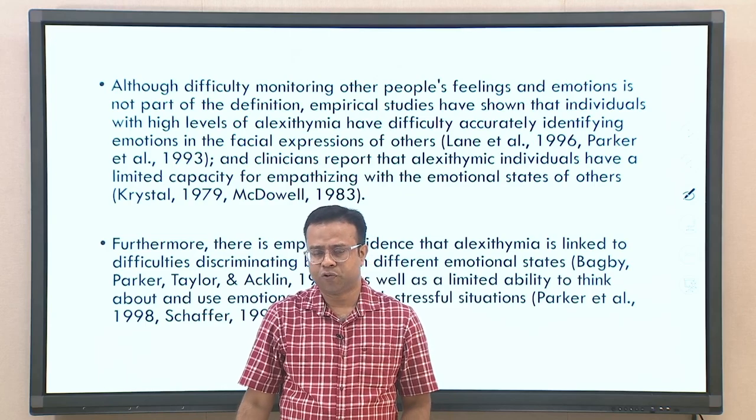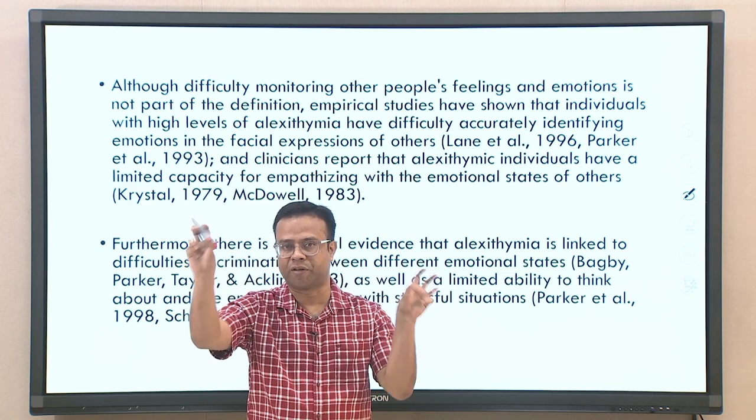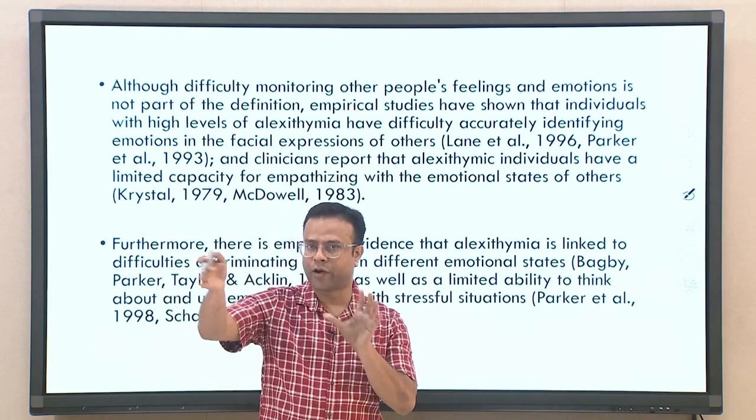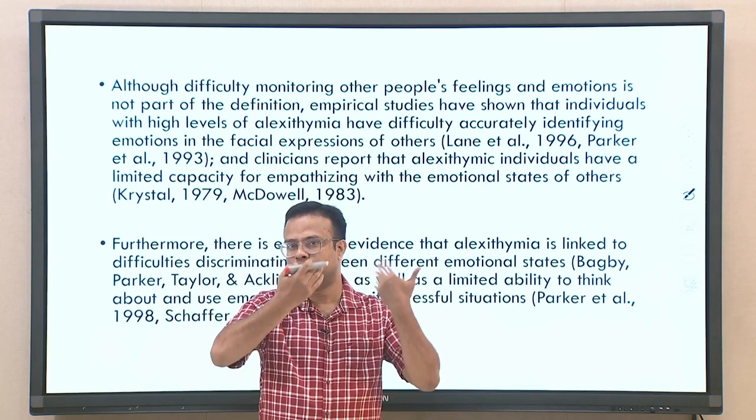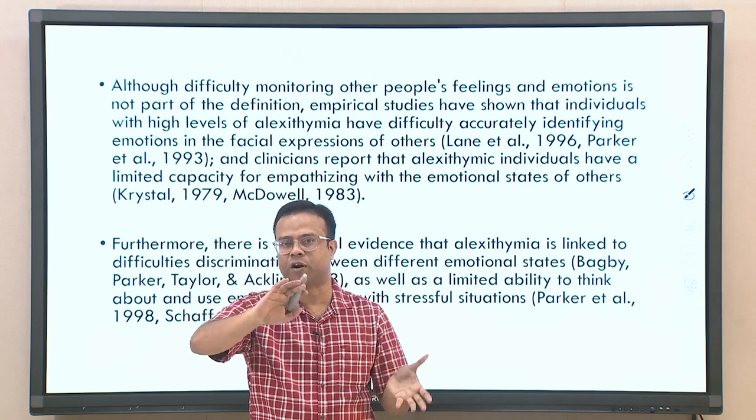Research also shows that although difficulty monitoring other people's feelings is not part of the alexithymia condition, empirical studies show that individuals with a high level of alexithymia have difficulty in accurately identifying emotion in others' facial expressions. Since they are not able to understand and express their own emotions, research shows they also lack the ability to understand others' emotions from facial expressions and so on. So, that is also harmed. One's own inability to understand one's own emotion can also be reflected in an inability to understand others' emotions.